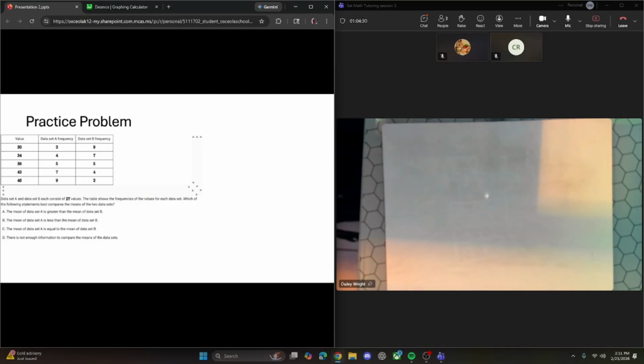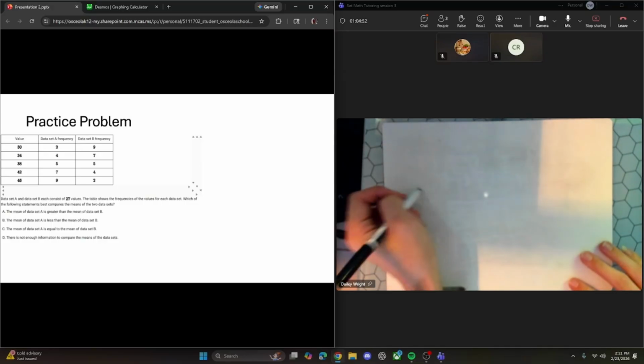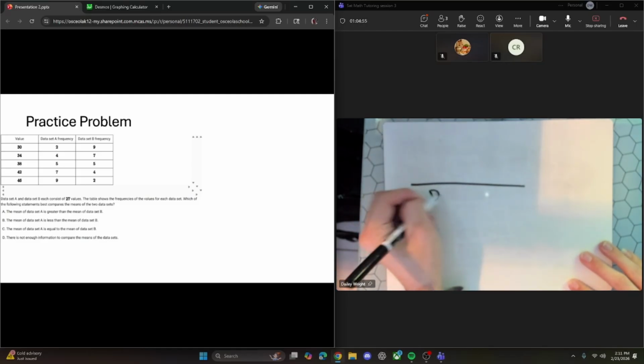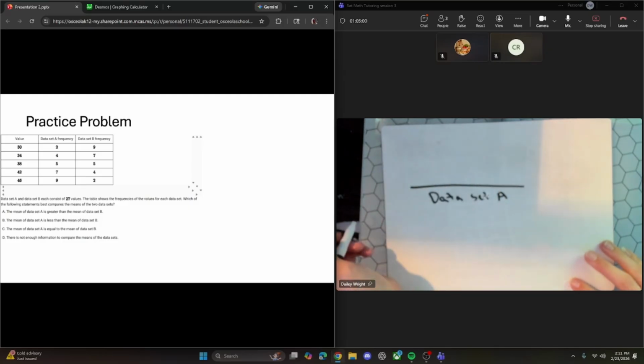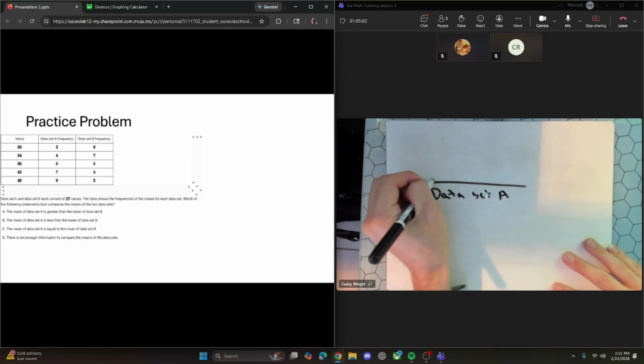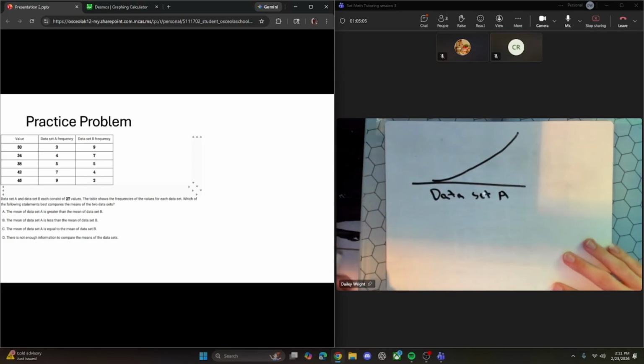Well, if you look at this chart, dataset A gets a higher frequency towards the higher numbers, and dataset B gets a lower frequency towards the higher numbers. So dataset B has a higher amount of lower numbers, and dataset A has a higher amount of higher numbers. Like, let's say we did this on a graph, and this was dataset A. Then dataset A is going to get bigger as it goes along.